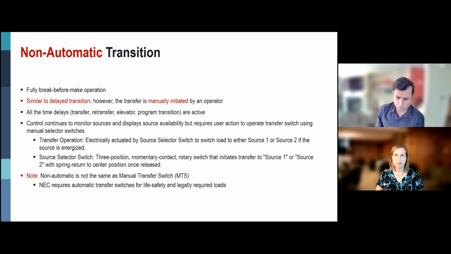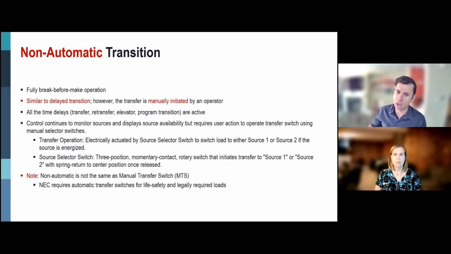Okay, so we've covered the open and close transition. Let's talk about this non-automatic transition. It's a fully break before make operation. It is very similar to delay transition. It requires an operator to go and initiate the transfer. But the difference in this non-automatic is that all the time delays, the controls, the smartness, all that still exists in there.